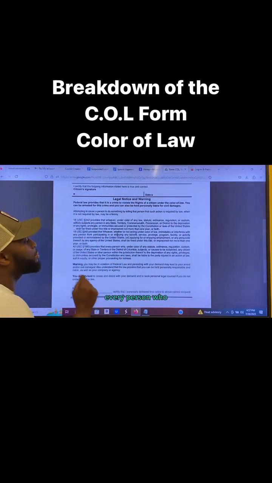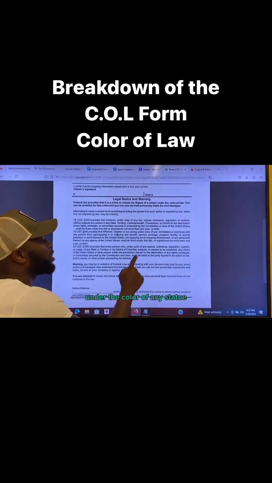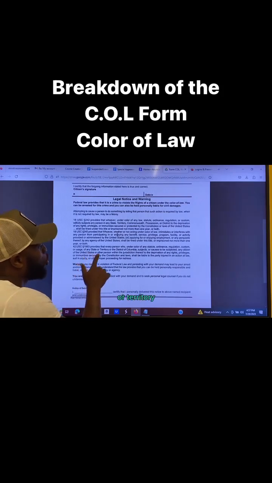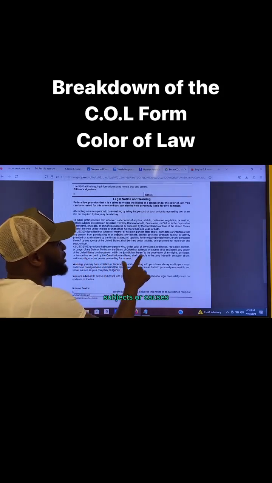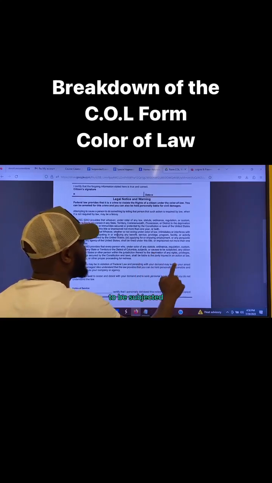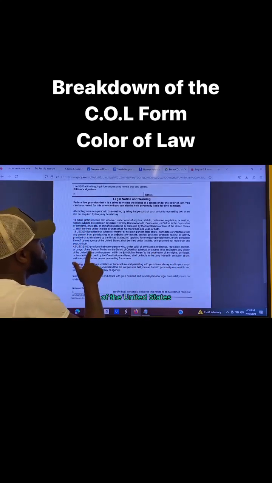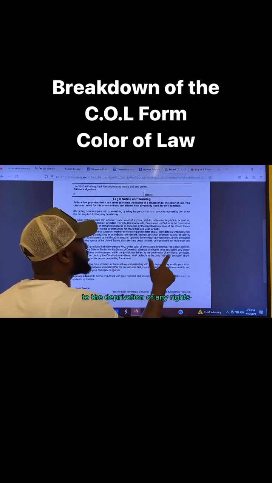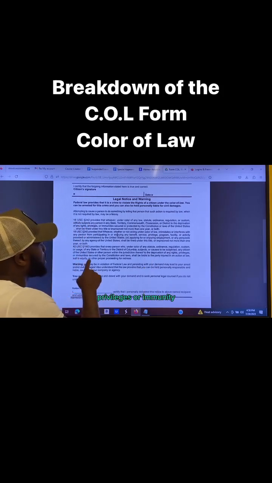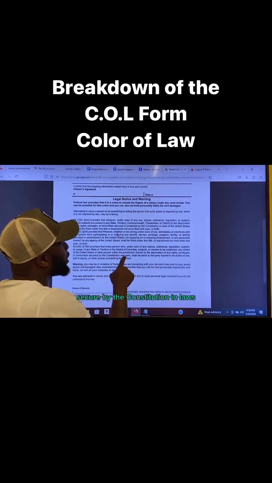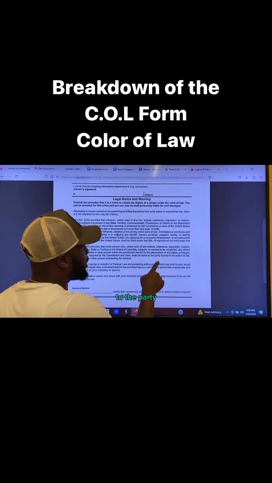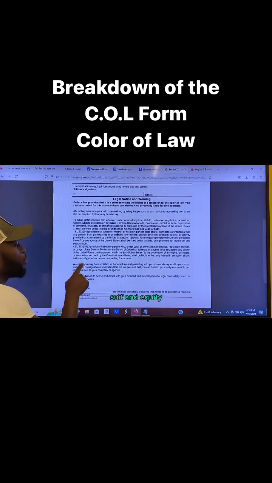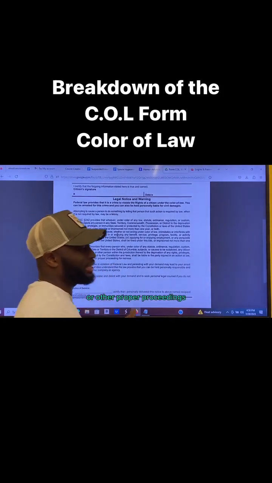It provides that every person who, under the color of any statute, ordinance, regulation, custom, or usage of any state or territory or District of Columbia, subjects or causes to be subjected any citizen of the United States or other person within the jurisdiction thereof to the deprivation of any rights, privileges, or immunities secured by the Constitution and laws shall be liable to the party injured in any action at law, suit in equity, or other proper proceedings.